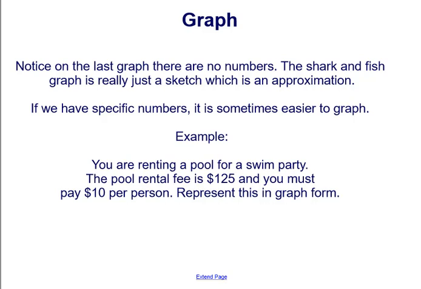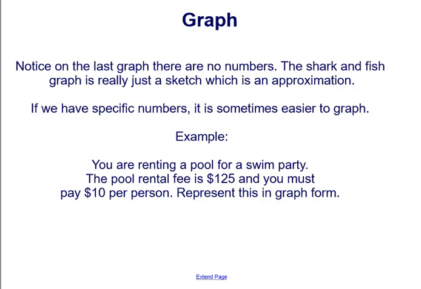Now notice on the last graph with the fish and the sharks, there were no numbers. The shark and fish graph is really just a sketch, which is an approximation. But if we have specific numbers, it is sometimes easier to graph. So here's an example where we have specific numbers.